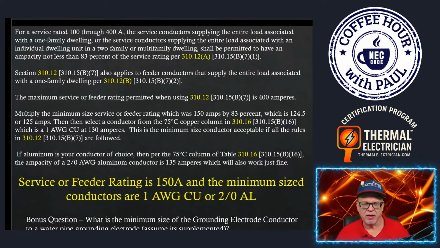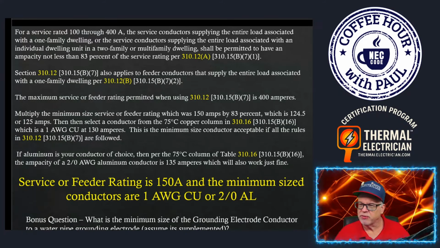All right, so here we go. So now let's do this. We already know this applies for us. We're good. Now, follow the rules. Simple. It says the minimum service or feeder rating permitted when using 310.12 is 100 amps. And 400 amps is the maximum. So it can't be more than 400.